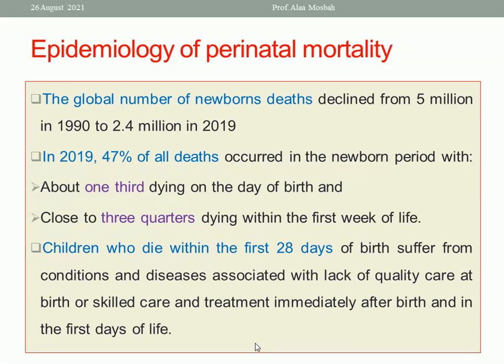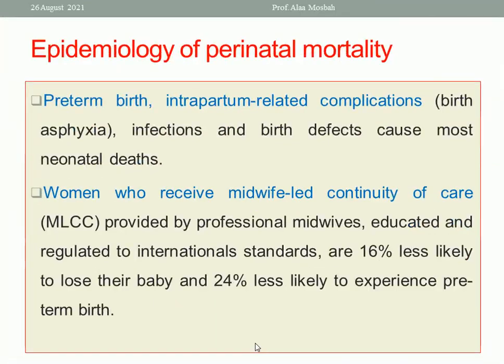Children who die within the first 28 days of birth suffer from conditions and diseases associated with lack of quality care at birth, or skilled care and treatment immediately after birth and in the first days of life. So, preterm birth, intrapartum-related complications, infections, and birth defects cause most neonatal deaths. But the commonest cause is preterm birth. Please remember this: the commonest cause of perinatal mortality is preterm birth.